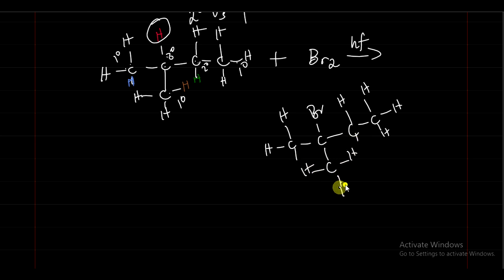Here I won't put the colors anymore because we are wasting time. So it's gonna come to this one, right? You must know, if you have a tertiary carbon, secondary and primary, the one that's gonna win is the one with a larger number, okay? Secondary over primary and tertiary over secondary.